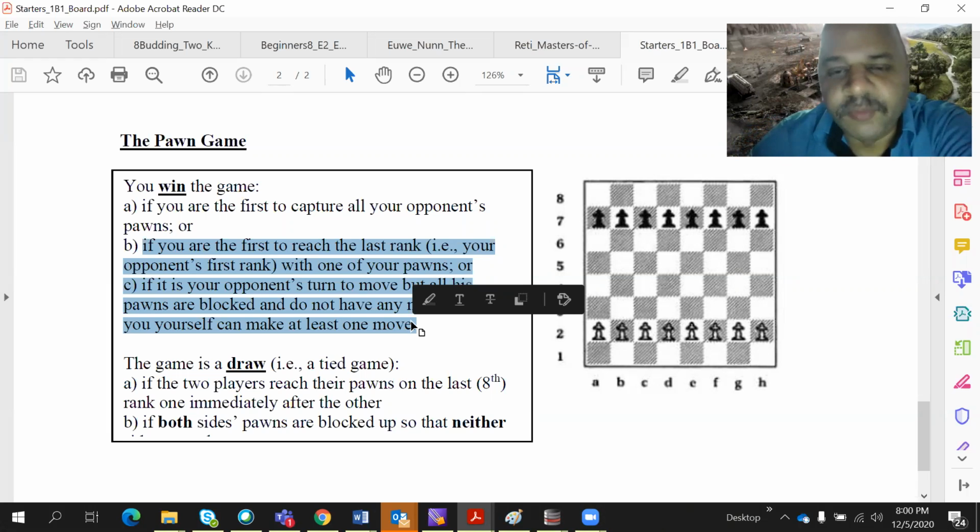So that's why I have said that you play this game at least 10 times, with only the pawns, with some sparring partner, your friend, brother, or whoever, and just explain these rules to them and play it, and you will get a very good understanding of how the pawn moves.